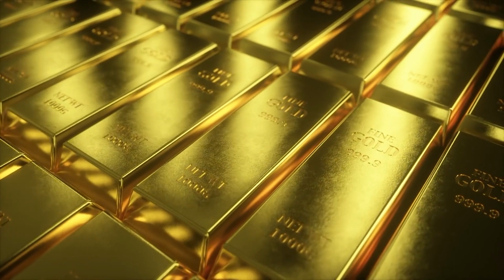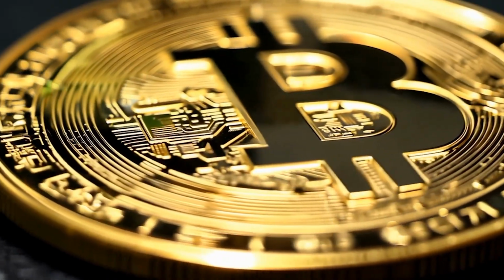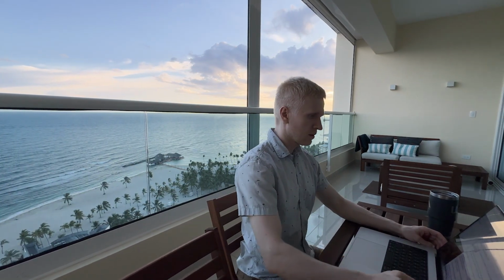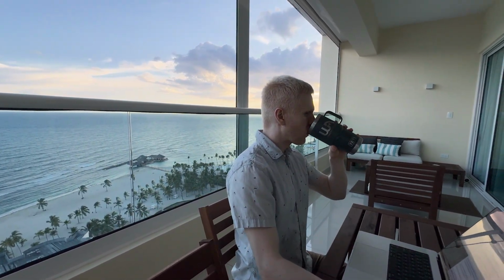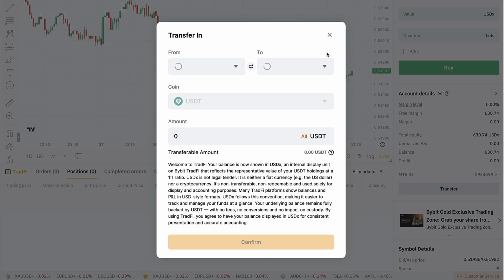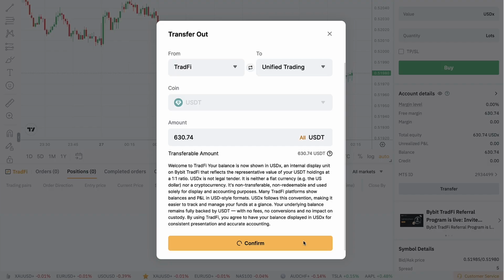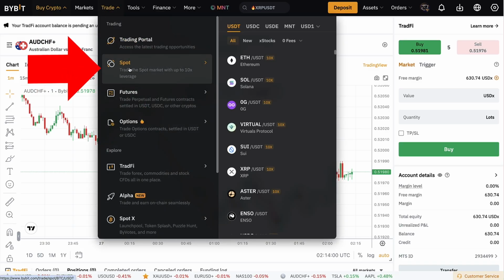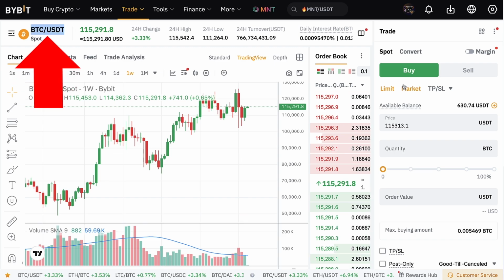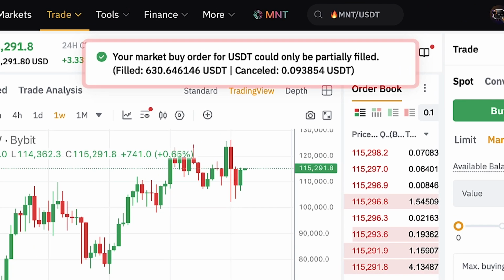So instead of investing in gold or stocks, by investing in Bitcoin, you would have made much more profits. Of course, history doesn't guarantee future results, but I believe Bitcoin is going to continue outperforming gold and S&P 500 easily. That's why I personally prefer to click here transfer, and I transfer the money from TradFi to my unified trading account by clicking here all, clicking here confirm, and then I will come into trade. I will click here for spot. I choose BTC USDT with the market order, and I convert the money immediately into Bitcoin.